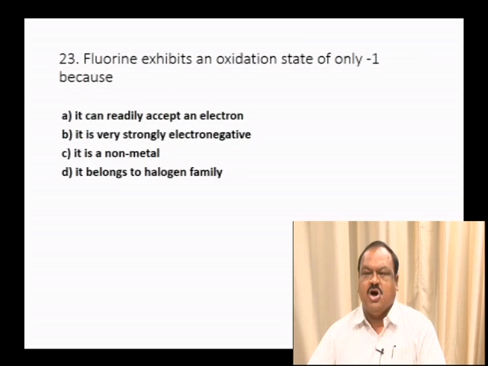Fluorine exhibits the oxidation state of -1 only because it readily accepts electrons, it is very strongly electronegative, it is a non-metal, it belongs to the halogen family. As per the options, all were correct, but among those options, the appropriate answer is to exhibit -1 valency. B is the answer. It is very strongly electronegative and attracts the electron pair, hence it exhibits -1 valency, that is oxidation state.